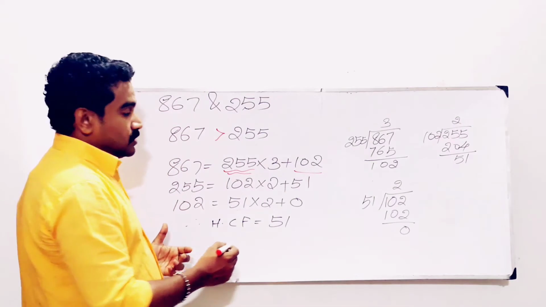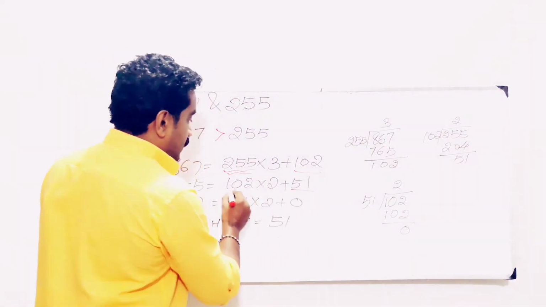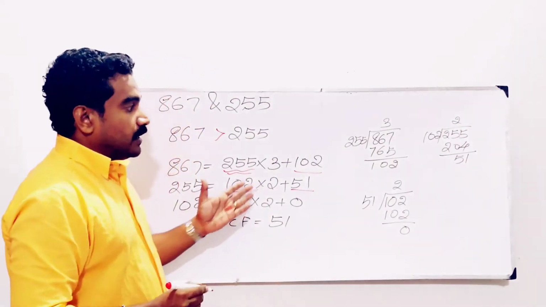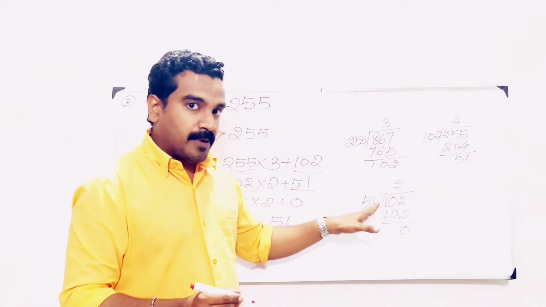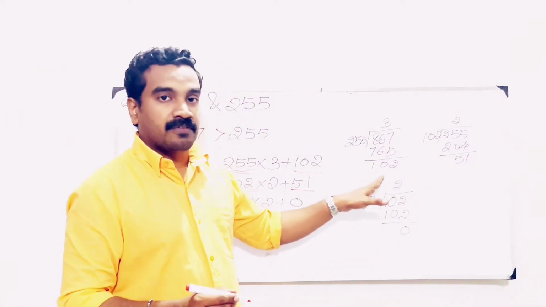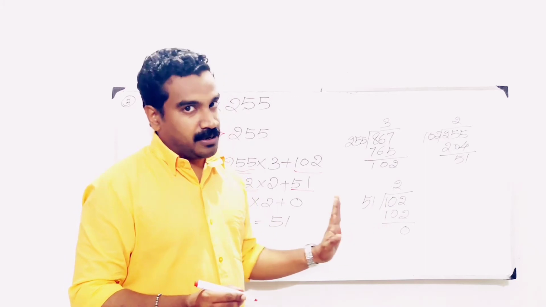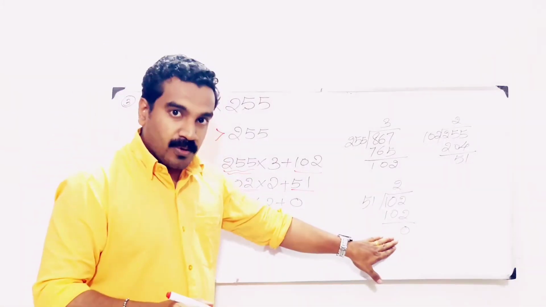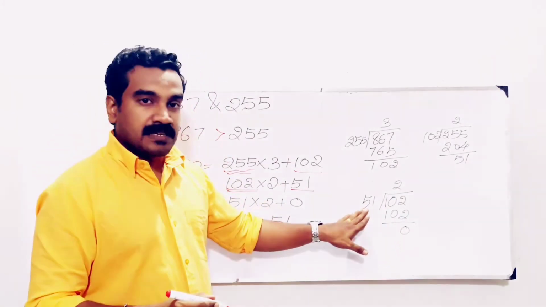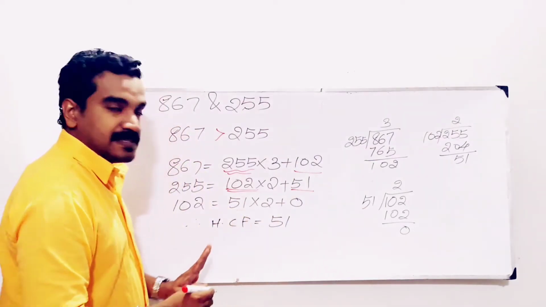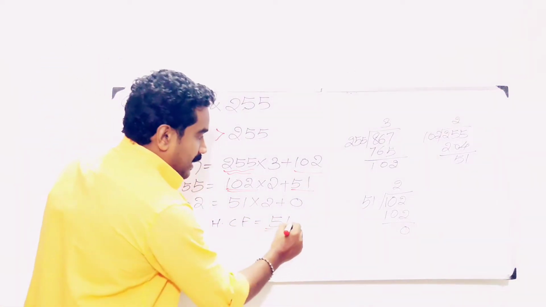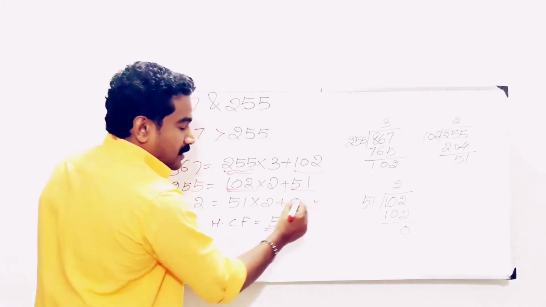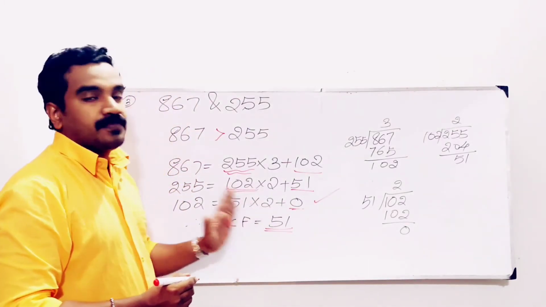Now again the remainder is a non-zero number. So we want to take this 51 and 102. So the third step is 102 divided by 51. That is, 102 divided by 51, the quotient is 2 and the remainder is 0. Now the remainder is 0. At that time, what is the divisor? Divisor is 51. So what is the answer? Answer is 51. This is the last step. So the answer is 51.